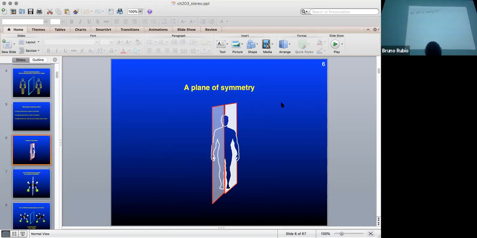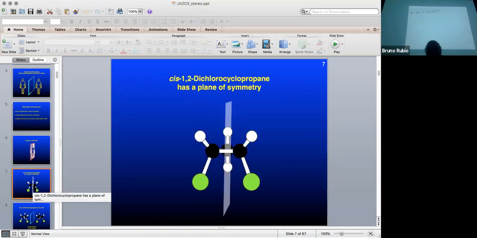So this is a plane of symmetry. It says that the left is the mirror image of the right, or the top is the mirror image of the bottom, and so on and so forth. Okay, so now this molecule here, cis-1,2-dichlorocyclopropane, it has a plane of symmetry.